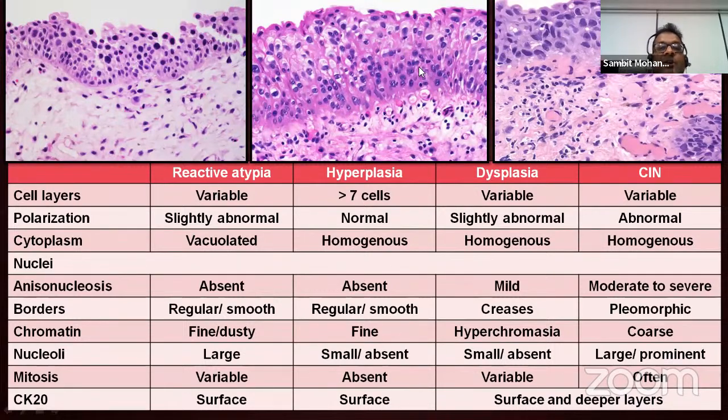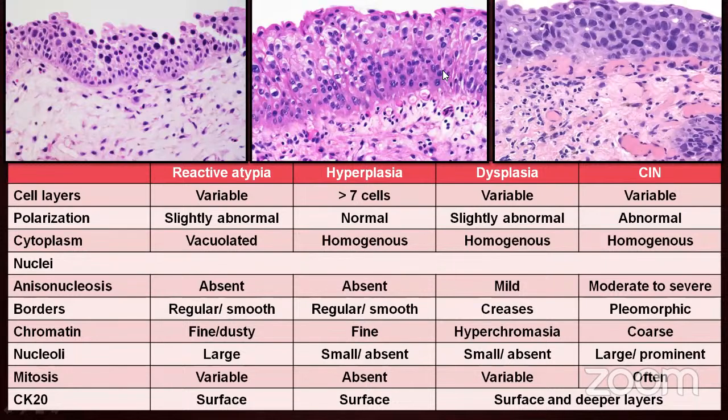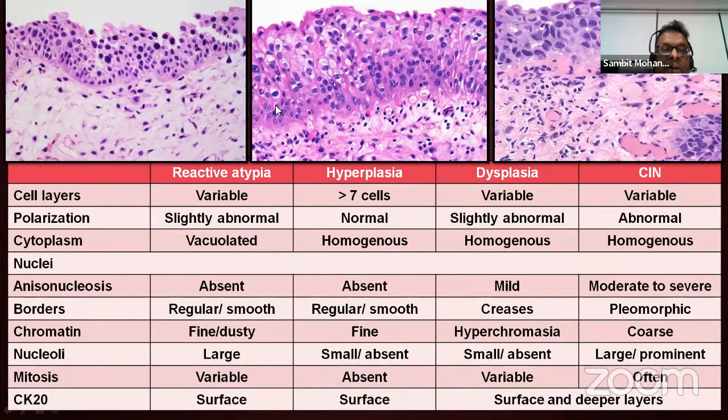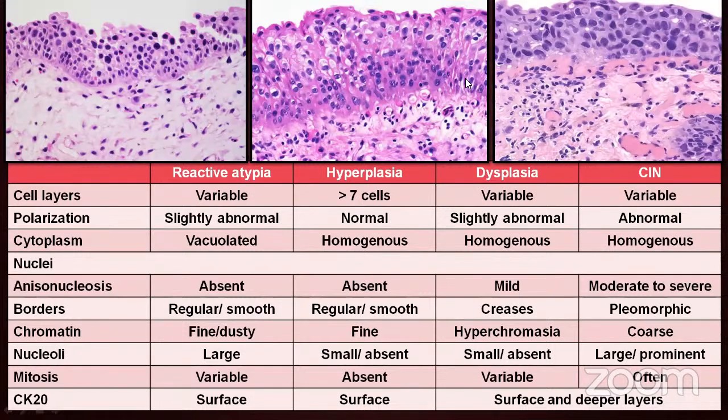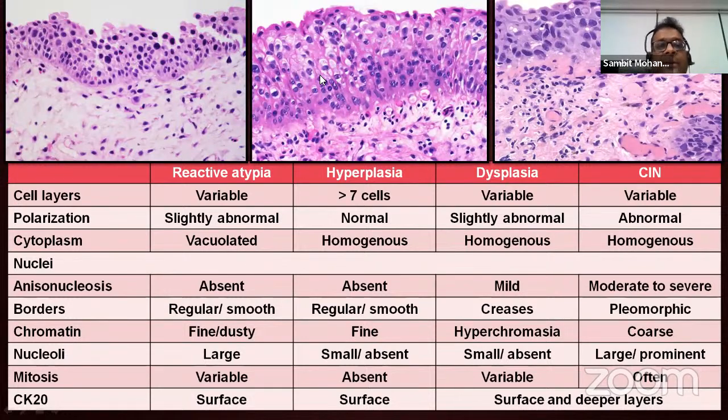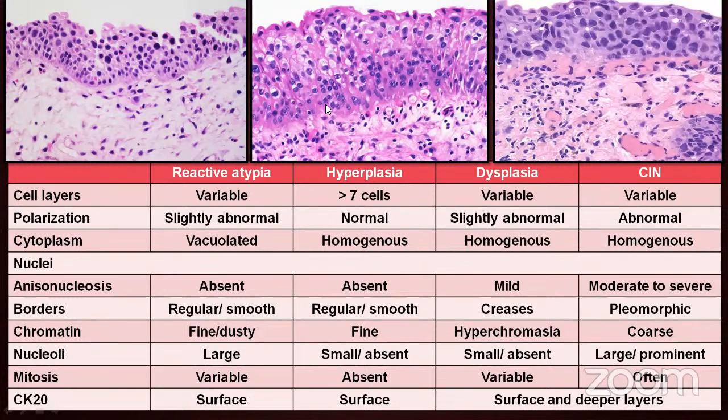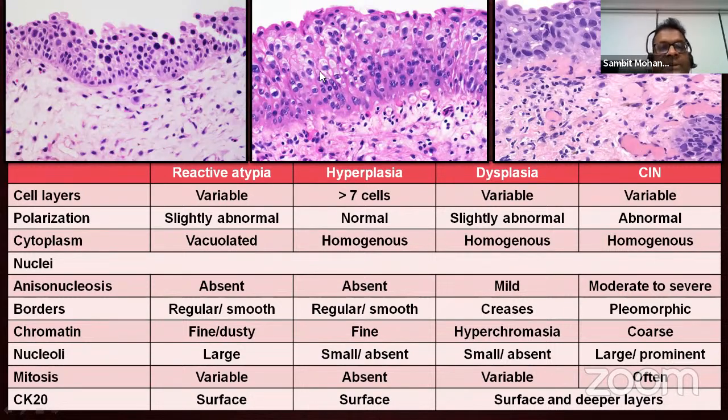Is there anisokaryosis? My question is, is anisokaryosis present or not? No. And the nuclear membrane is smooth. Yes. So this is a perfect picture of a school of fish appearance, or they belong to the same family, in a reactive atypia. Like if I take this and put it in the endometrium, you will say what? Reactive syncytial metaplasia, right? If I cut this and put it in the endometrium, it is reactive syncytial.